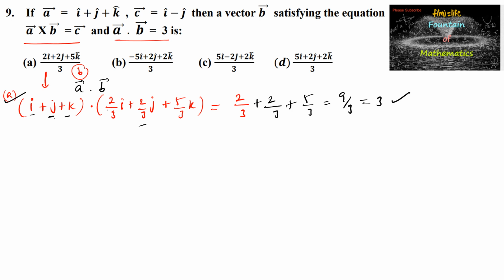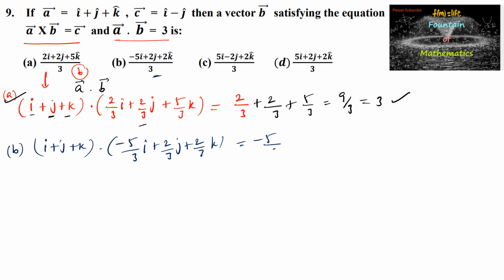Let us also verify the other options. Let us consider the second option B. So i plus j plus k dot product with minus 5 by 3 i plus 2 by 3 j plus 2 by 3 k, so that we get 1 times minus 5 by 3, and 1 times 2 by 3, and 1 times 2 by 3. So it is minus 1 by 3, which is not satisfying. So the second option is wrong.